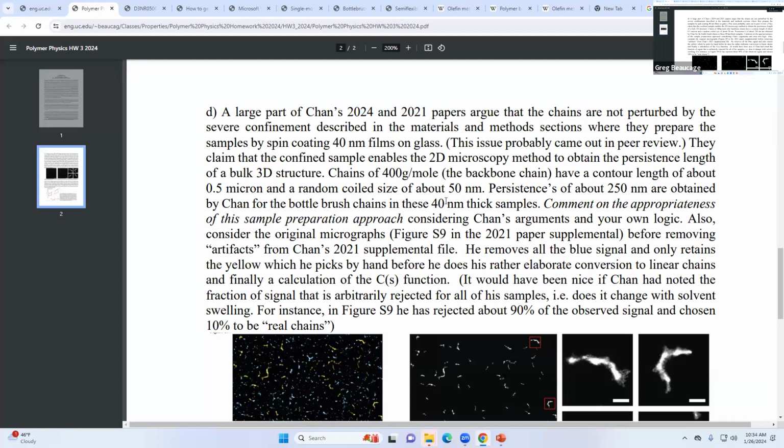So he's going to spin coat it to a 40 nanometer thickness, and he's measuring at 250, which is like 4 or 5 times the thickness. We have to have a long chain so that the image will affect the thickness. That's a Catch-22, and basically, you can't solve it.